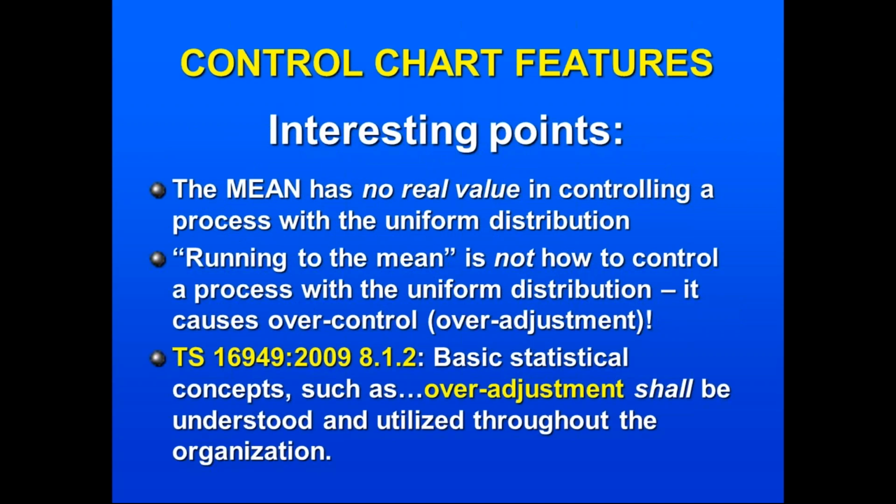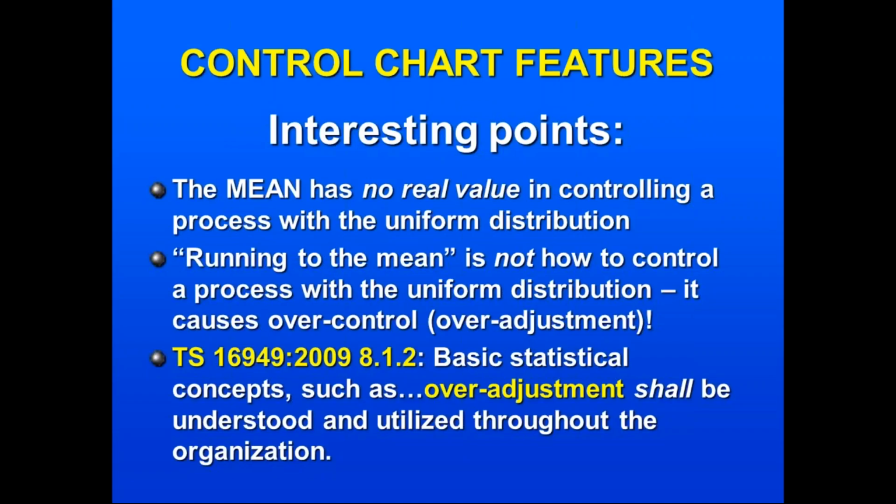So here are some interesting points. The mean has no real value in controlling a process with the uniform distribution. If you looked at the distribution, it goes between A and B, and in fact, as it passes the mean, it may wave and say hi, but it has absolutely no impact whatsoever on what's going on in the process. So, running to the mean is not how you control a process with the uniform distribution. In fact, when you run to the mean, it causes over-control and over-adjustment.